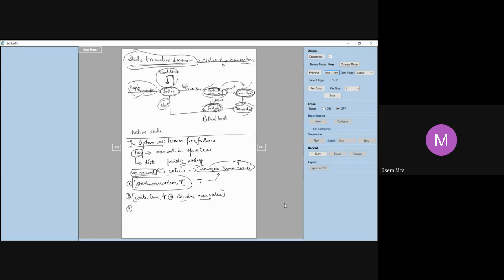Then the next one is read_item, comma, T, comma, X. This is another kind of entry in your log. It indicates that transaction T has read the value of database item X. The moment you read that value, it gets recorded in your system log. Right? Next is commit.